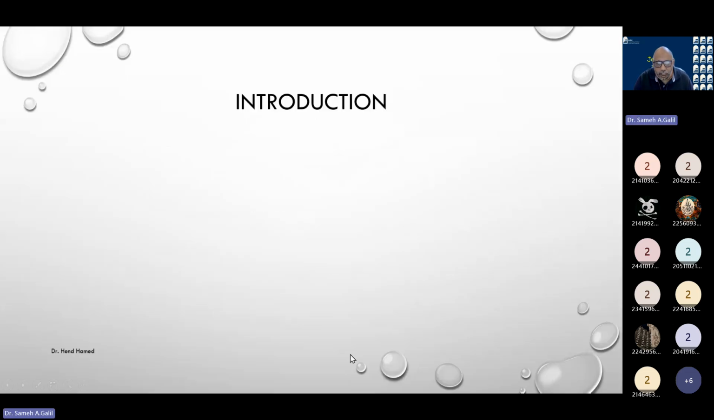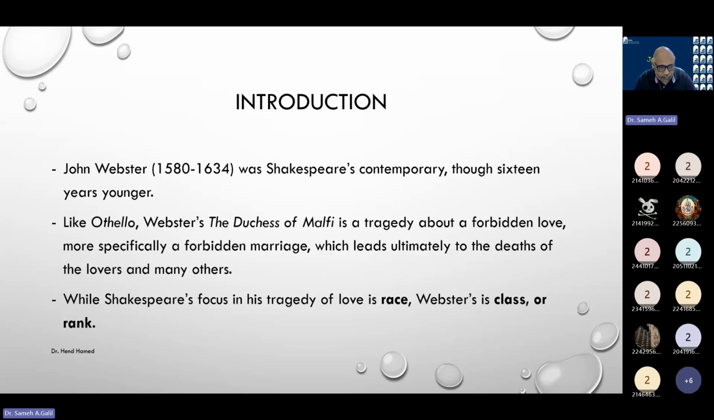I'm not going to spend much time talking about Webster himself. The only thing that we need to know about Webster is that he was a contemporary of Shakespeare, and Shakespeare was like 16 years his senior. Again, The Duchess of Malfi is more or less like Othello, and both of them are about forbidden love, more specifically, forbidden marriage, which would ultimately lead to the death of the lovers and many others. Forbidden because of traditions. It's not that they did something wrong. They wanted to legally marry, but they couldn't go against the conventions and the traditions of their time. They couldn't defy it. So while Shakespeare's focus in his tragedy of love is race, Webster's focus is on class or rank.